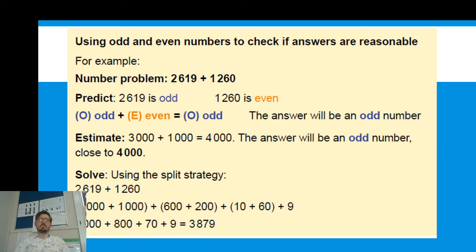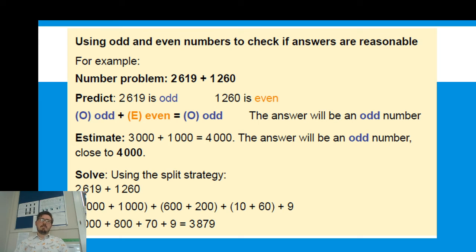Okay, here is an example of how to solve a problem. All right. So there's 4 steps. Read the number problem, predict your answer, estimate, which means guess, and solve using a strategy. So, for example, here the number problem is 2,619 plus 1,260. So we read the problem. Next we predict. This is where we use our odd and even. So 2,619 is odd, 1,260 is even. Odd plus even equals odd, so the answer is going to be odd. So if I get an even answer, I'm going to have to go back and try it again.